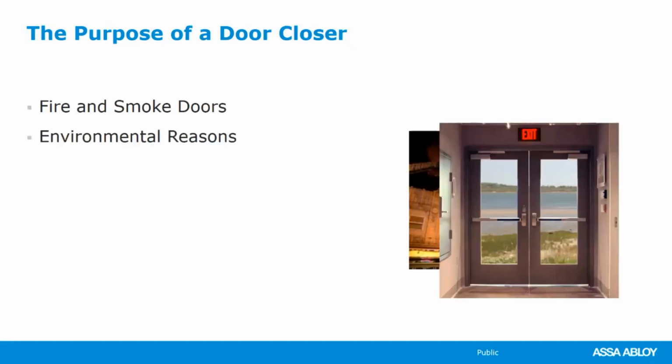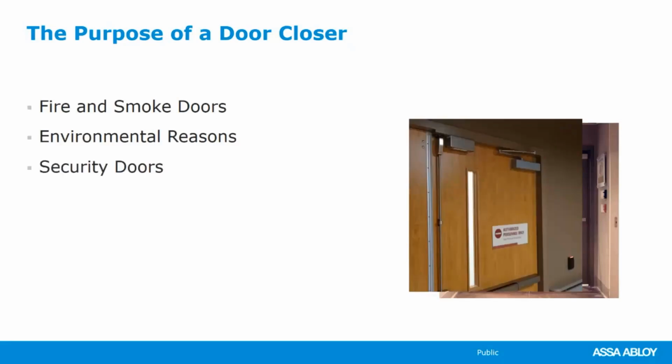That's intended to prevent the spread of fire or smoke within a building. Environmental reasons: a closed door keeps out the weather, the rain, the snow, temperature variations. For security, a self-closing door will properly set and close and latch every time, securing the opening. Think about doors that we're putting access control on. We had those access control doors, that hardware that we talked about earlier. If the door doesn't close and latch every time, then you really don't have security.